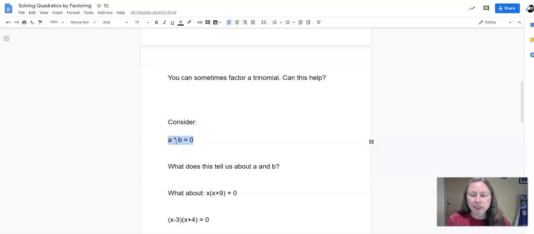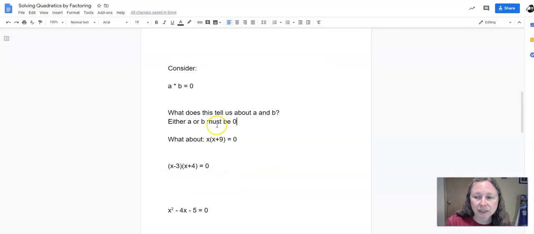You can do 5 times 0, 25 times 0, 100 times 0, negative a million times 0, but something's got to be 0 in order to get 0 from multiplication. So in this situation, it tells us that either a or b must be 0. And knowing that can help us to solve some quadratic equations.